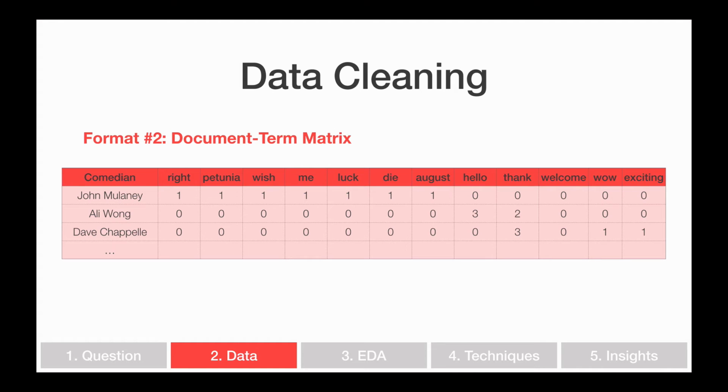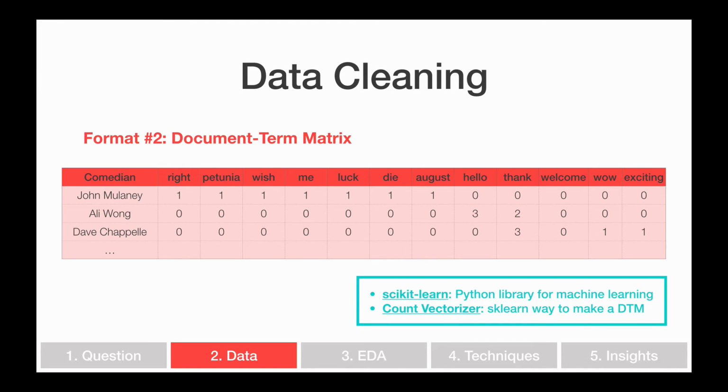All right, so this is our second format, the document term matrix. The way to create this is using scikit-learn, which is a Python library for machine learning. There's a specific function called CountVectorizer, and that allows us to create a document term matrix.